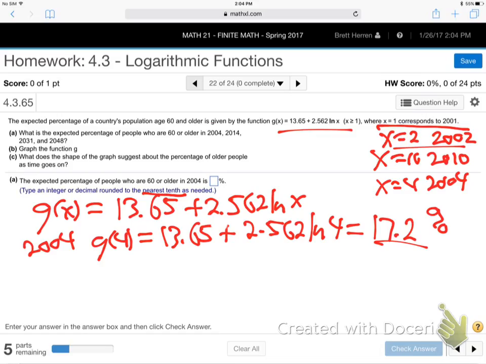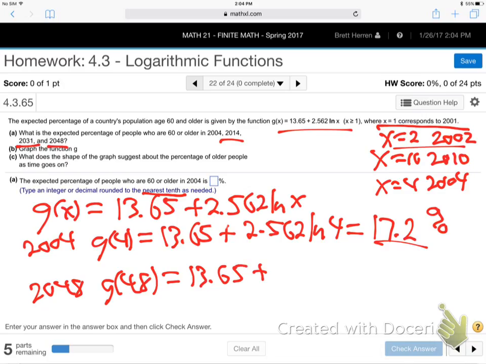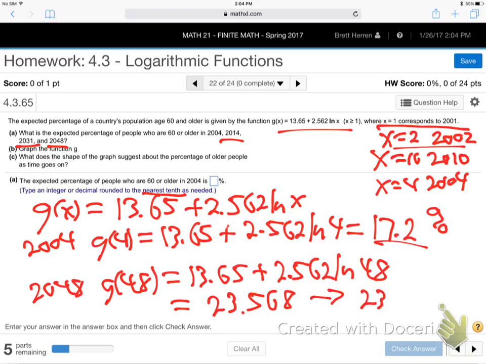Now, you could do all the other data points, right? The next question will ask you for 2014, 2031. So let me just jump all the way to 2048. So I'm going to plug in 48 and hit the buttons on the calculator and see what we can get. I'm getting 23.568. We're supposed to round that to the first place after the decimal. 23.6%.